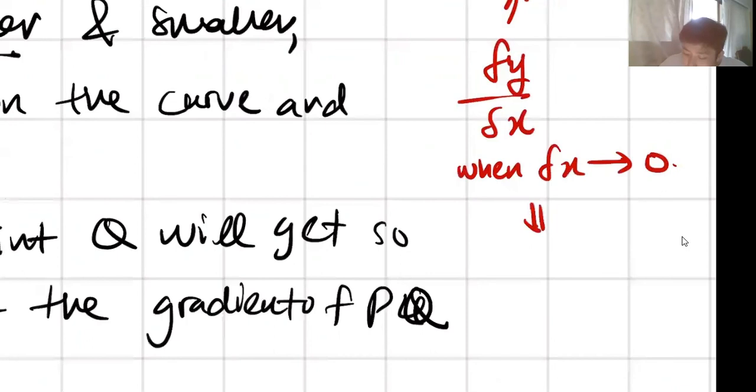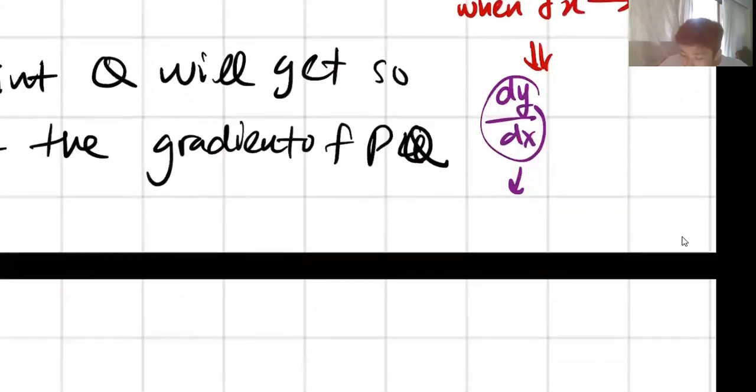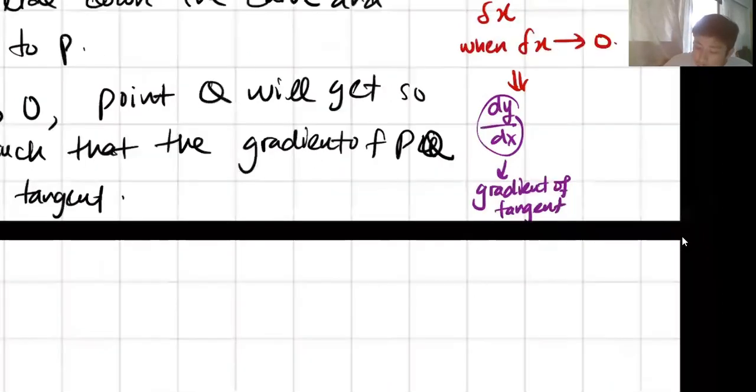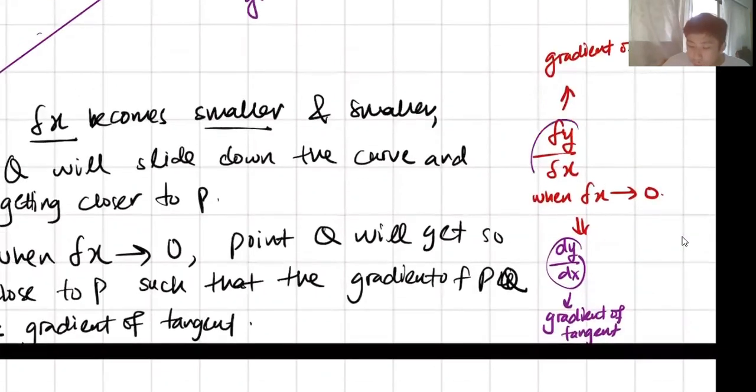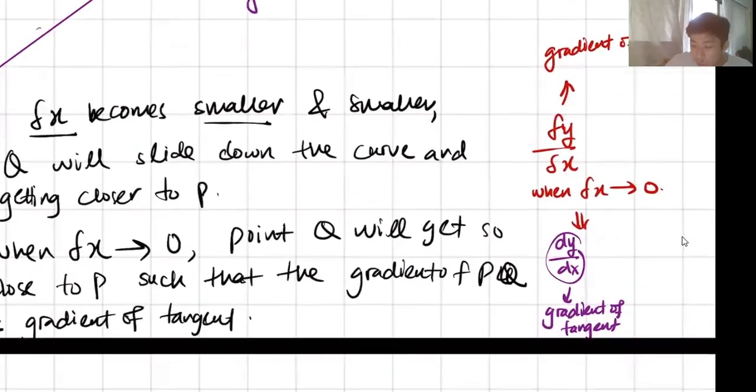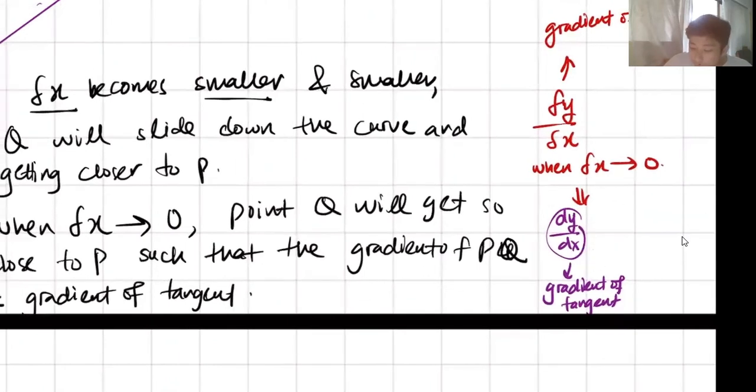You can actually rewrite it as a very special dy dx. This is actually the gradient of the tangent. When delta x approaches 0 for delta y over delta x, it will give you the gradient of the tangent. Delta y over delta x is the gradient of PQ. What is dy dx? The gradient of the tangent. So how are they equal to each other? Only when delta x approaches 0.